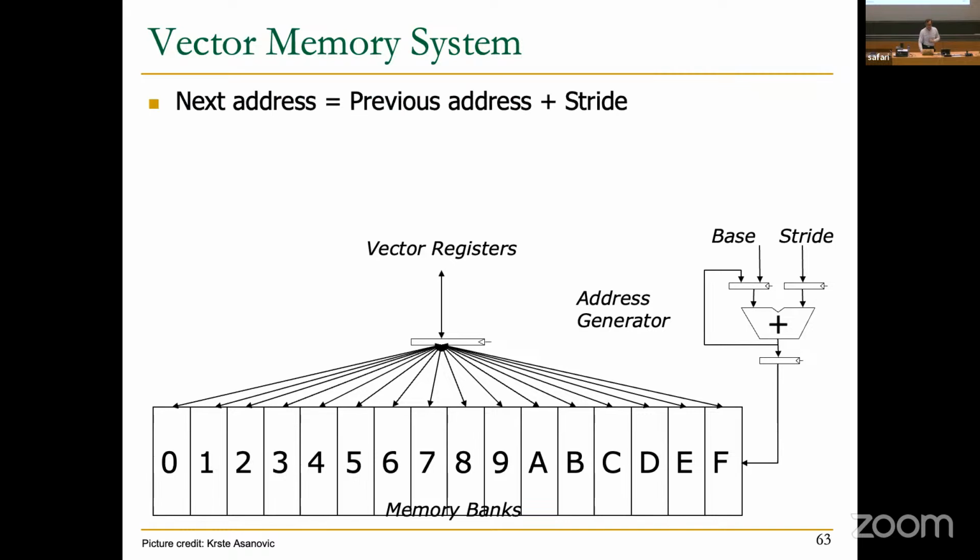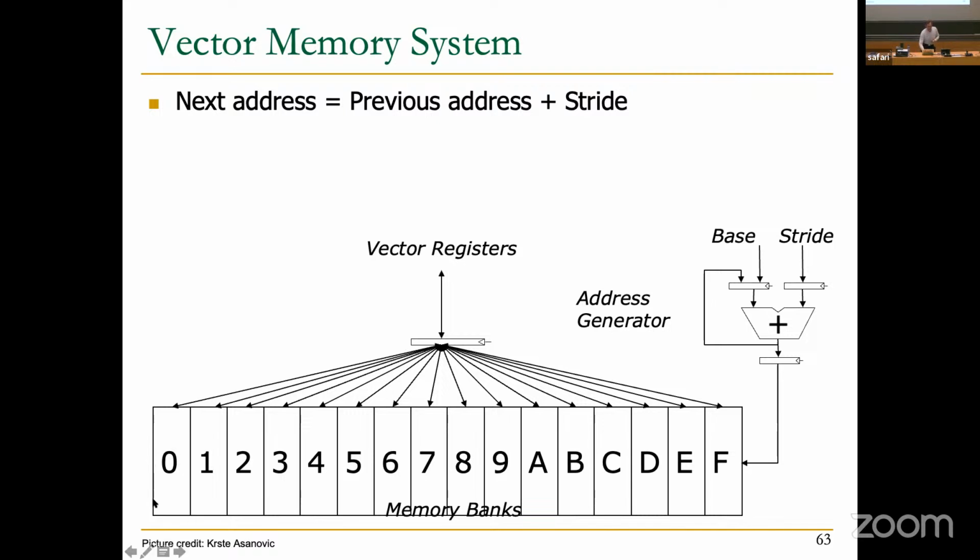We're almost done. Basically, if you look at a vector memory system, the next address is the previous address plus the stride. So address calculation is very simple. You have a base address, and then add stride to it, and that's your next address. And then you keep adding stride to the next address that you generate. And every cycle you latch it. Initially, you start with the base address.